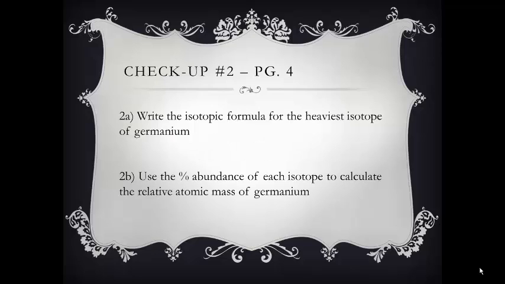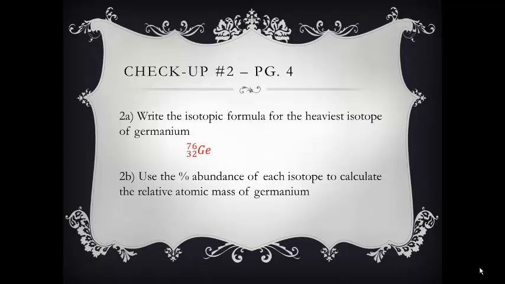Alright, check it out. Make sure you know how to do these 2 problems. If not, you can always ask questions in class. Page 4, number 2, you want to find the heaviest isotope of germanium. And then 2b, use the abundance percent of each isotope, and you want to calculate just like we just did for magnesium.